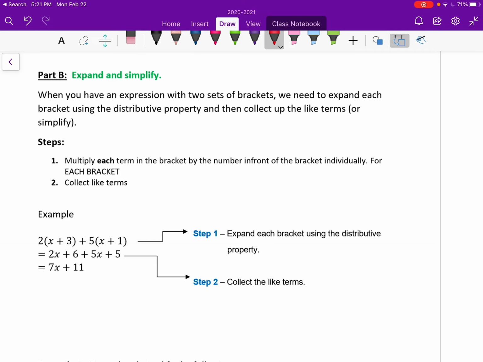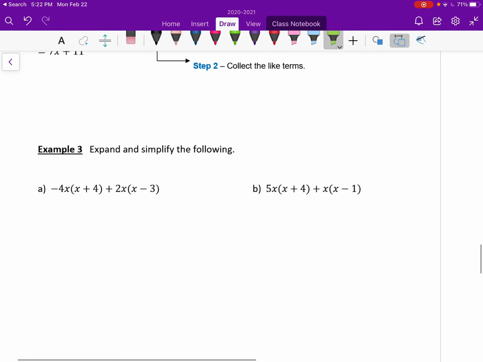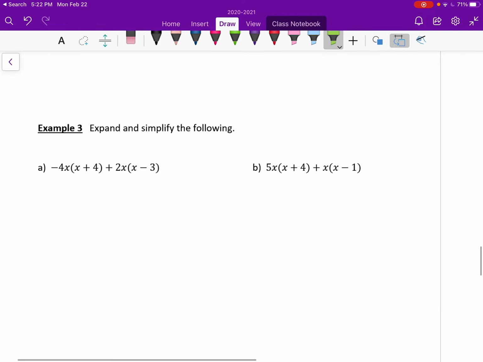So what you're going to do is expand each independently. So we went in and we said, okay, what's 2 times x? 2x. What's 2 times 3? 6. What's 5 times x? 5x. What's 5 times 1? 5. And then we went and collected like terms. So we added 5x plus 2x will give us 7x. And then you did positive 6 plus positive 5 equals 11. And that's how we got our final answer here. Okay? So how about you try to do some of these on your own, right?